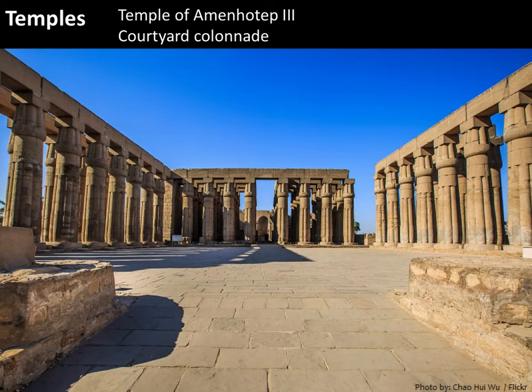Same temple moving into the courtyard. There's the colonnade around all three sides. The pylon would be right behind us. And we have this large open area in this colonnade. And look at these columns. Aren't those interesting shapes? We're going to take a closer look at that in a minute.